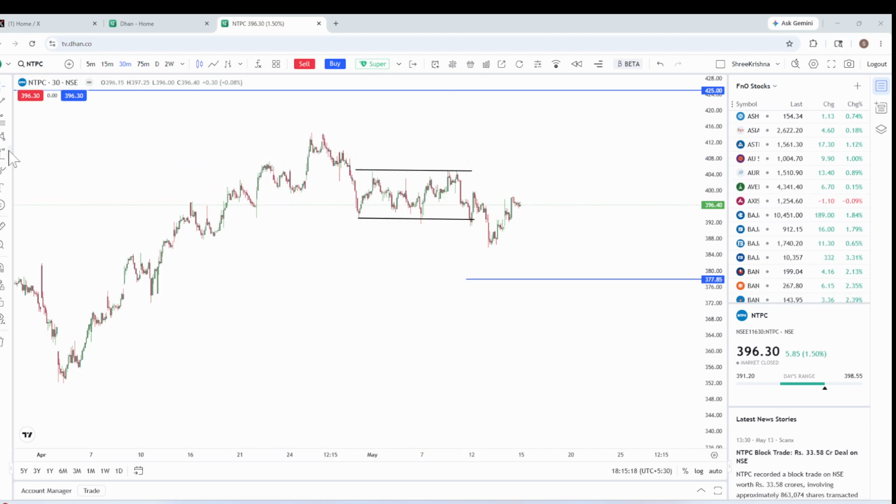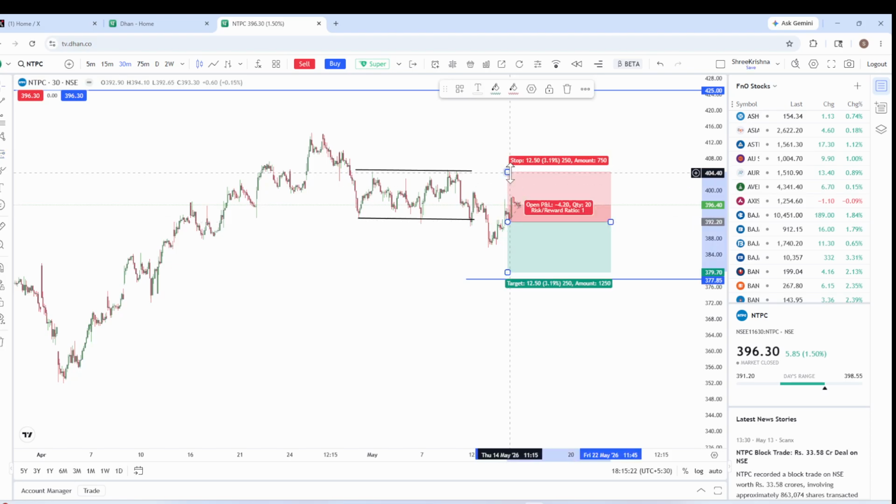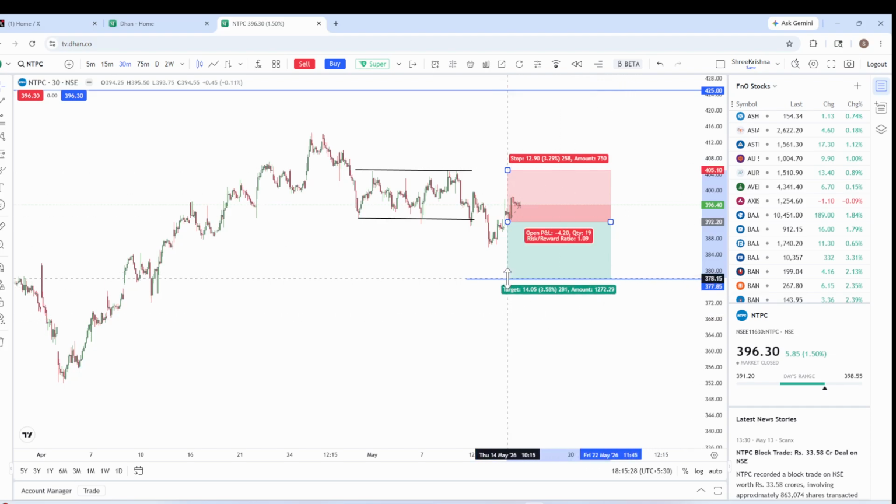So what is the risk to reward? Let's see. Short sell below this. The stop is 13.8, and the take profit is 14 points.